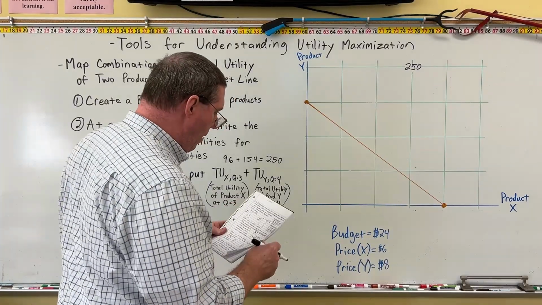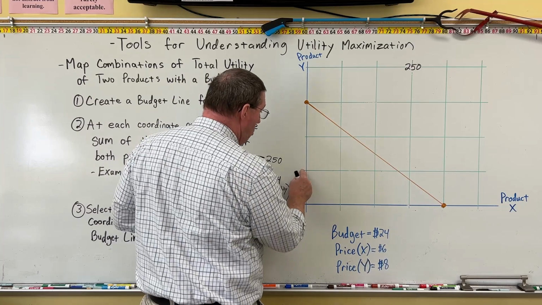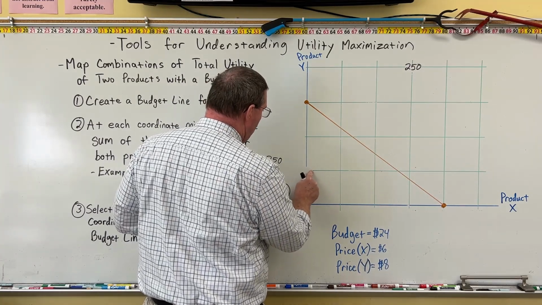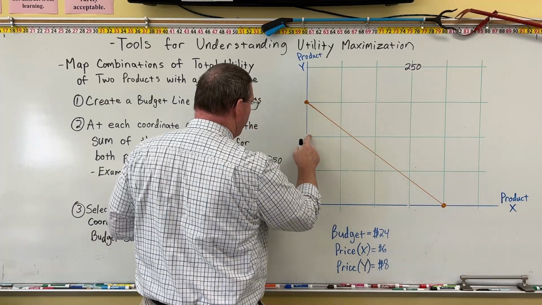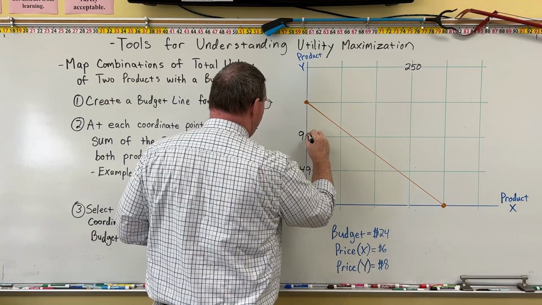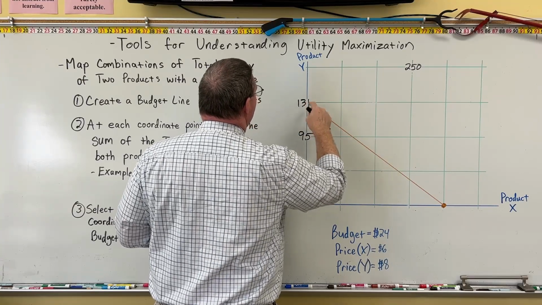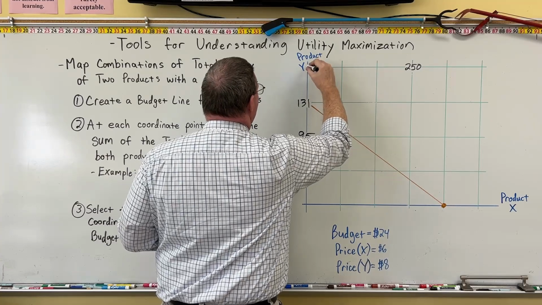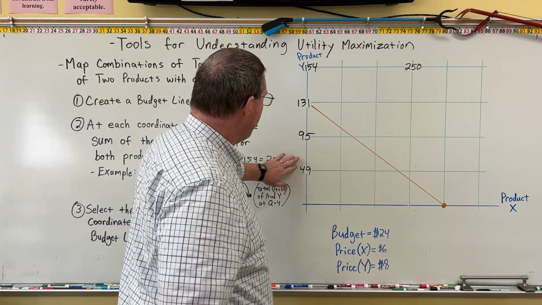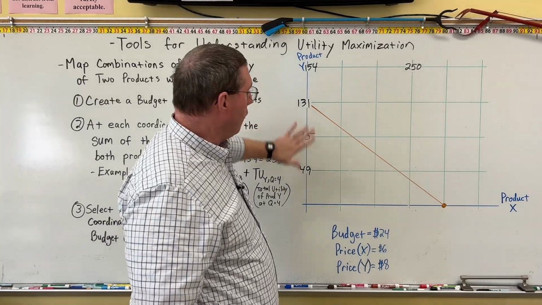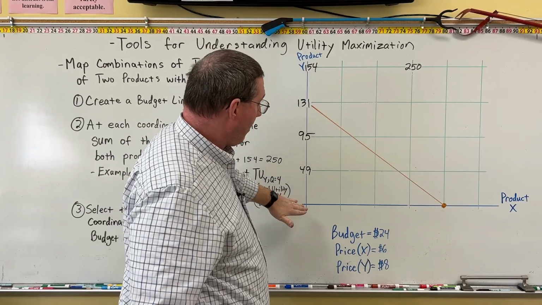All right, so if we look at the table, for product Y, for a quantity of 1, the total utility is 49. For a quantity of 2, it's 95. For a quantity of 3, it's 131. And then for a quantity of 4, it's 154. So here, all we're putting in is the actual values from the table for just product Y, because on the axis, we're doing X equals 0.